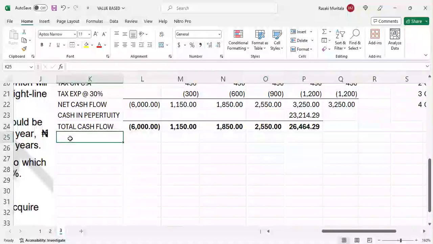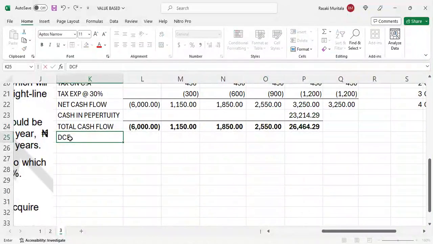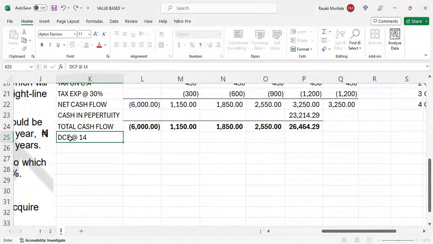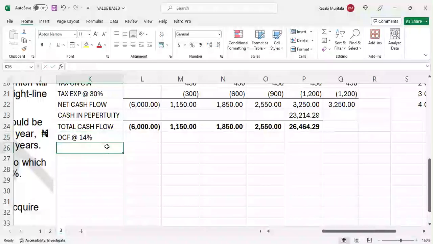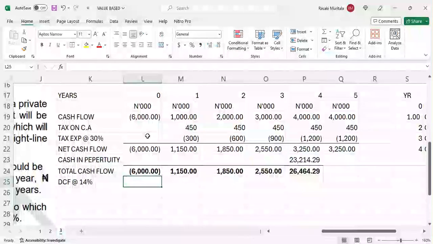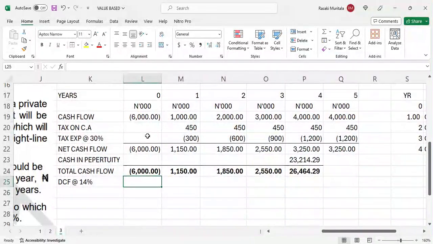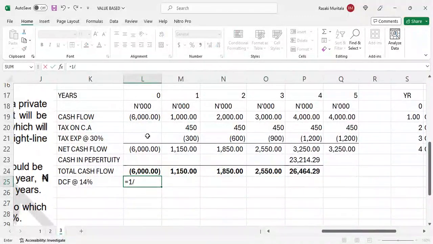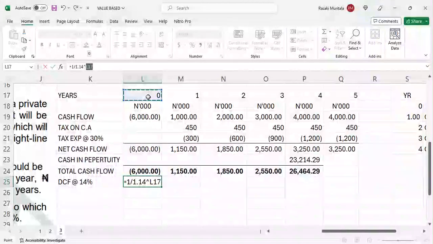We now do the discounting factor, DCF, at what rate? At 14%. So what is the discounting factor at 14% for year 0? We know it's usually 1, but you can see how it is calculated. It equals 1 divided by 1.14, which is 1 plus r, raised to power 0. So I can just pick raised to power here if I want to. So it's going to be 1.